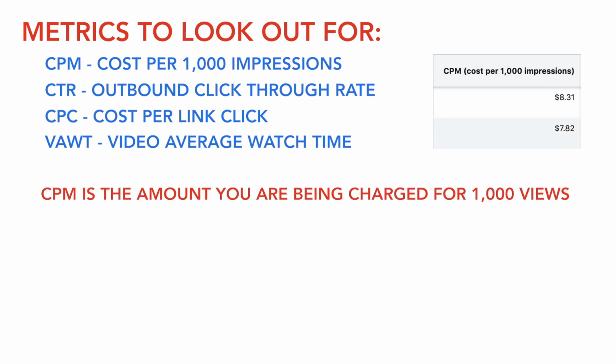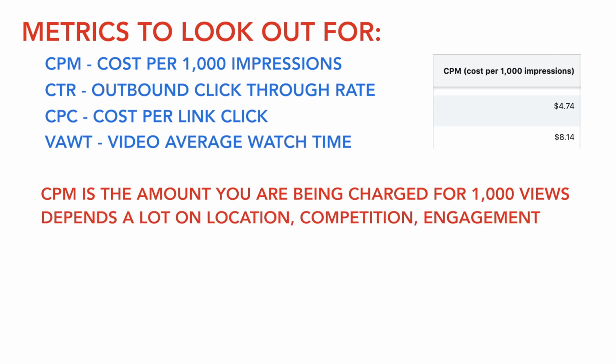Cost per 1,000 impressions is the amount you're being charged for an ad to be shown to 1,000 people. This number depends a lot on the location of your audience, the competition for your product, and the engagement rate of your creative.